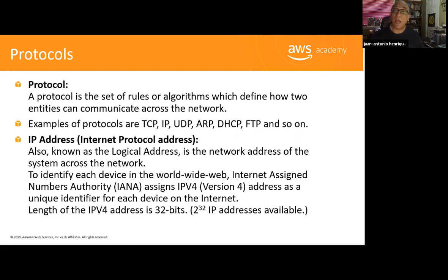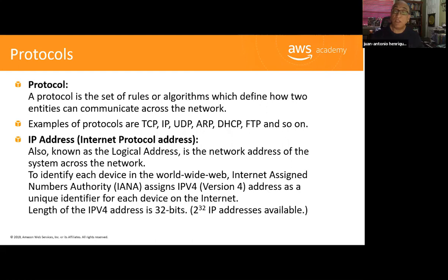An important protocol is the IP address protocol, okay? It's also known as the logical address. It's the network address of the system across the network. It's different from what we defined before. Remember, before we talked briefly about a MAC address. A MAC address is the address of the physical device. That address is fixed. It's given to every network card, to every computer by the manufacturer, and is unique to that device. The IP address, however, is different, and we'll explain the differences here.